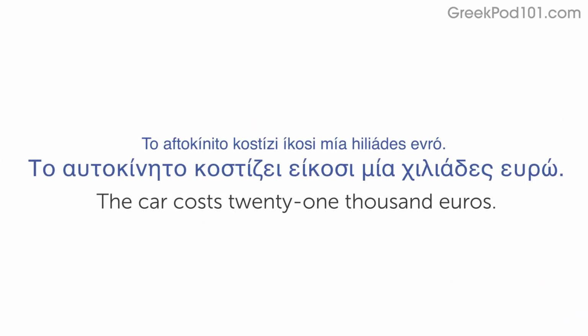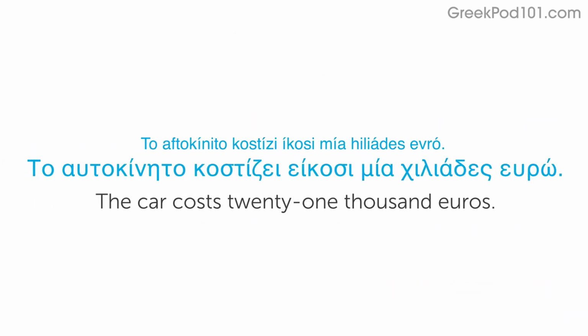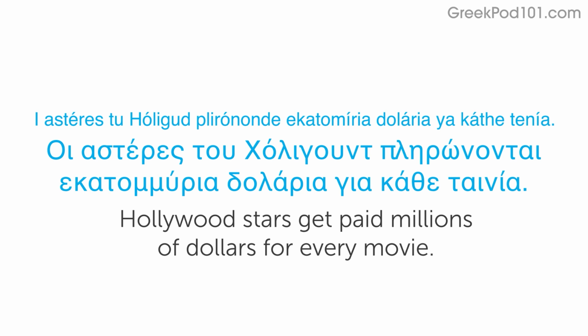Here are some sample sentences. Το αυτοκίνητο κοστίζει 21.000 ευρώ. The car costs 21,000 euros. Οι αστέρες του Hollywood πληρώνονται $1,000,000 για κάθε ταινία. Hollywood stars get paid millions of dollars for every movie.